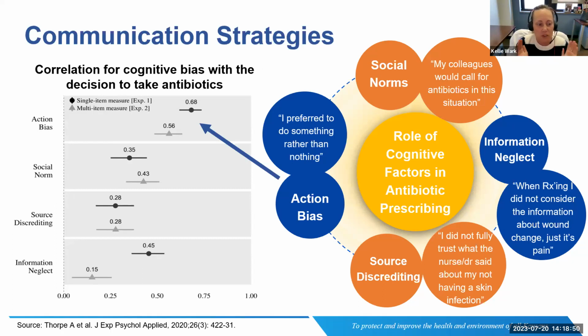So rather than social norms or neglecting information, the biggest factor in prescribing antibiotics is that we want to do something. We don't want to tell someone it's nothing and do nothing. This inaction bias was the biggest factor in prescribing antibiotics. So what we can do is look at that action bias and frame a message in a way that goes toward that bias of wanting to do something. Next slide.